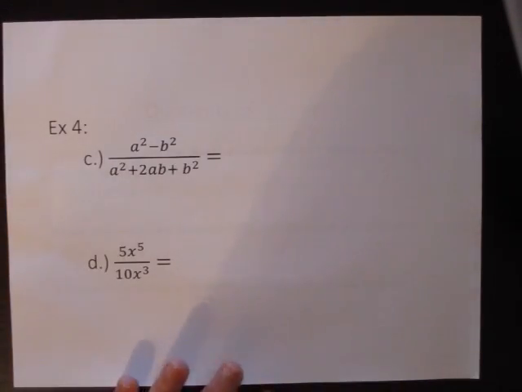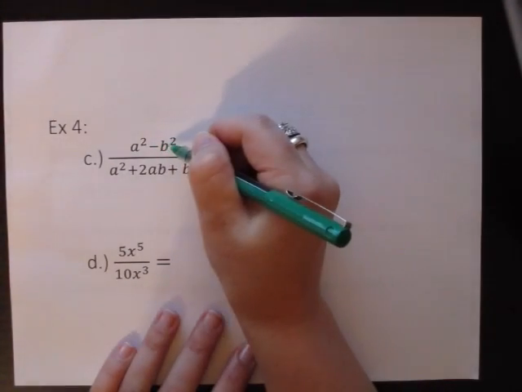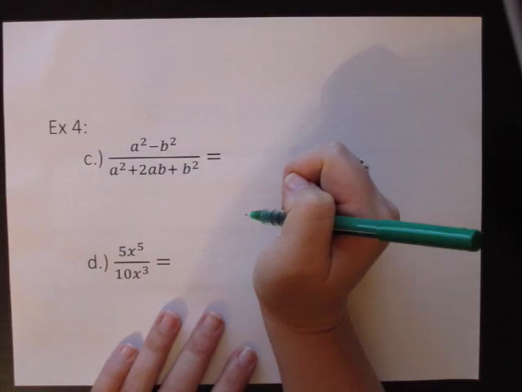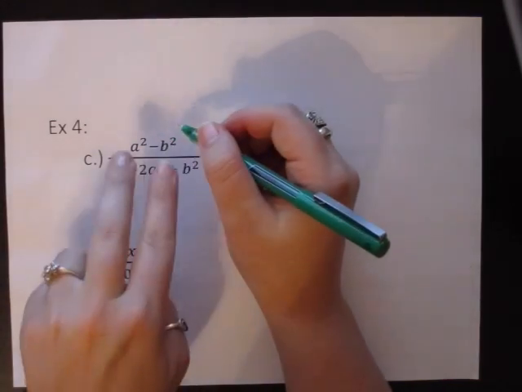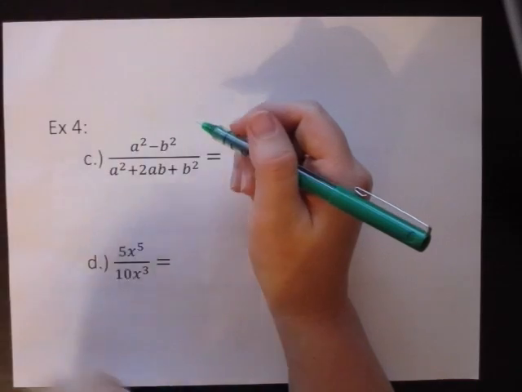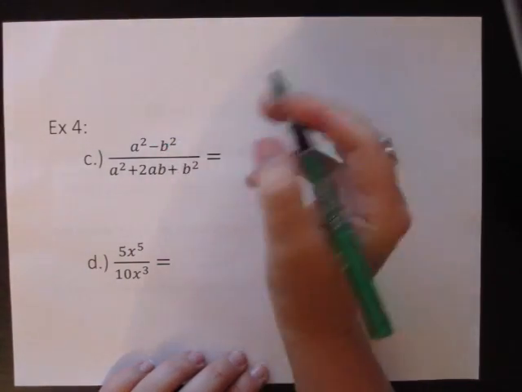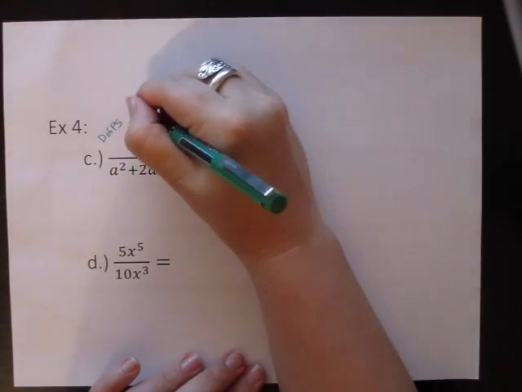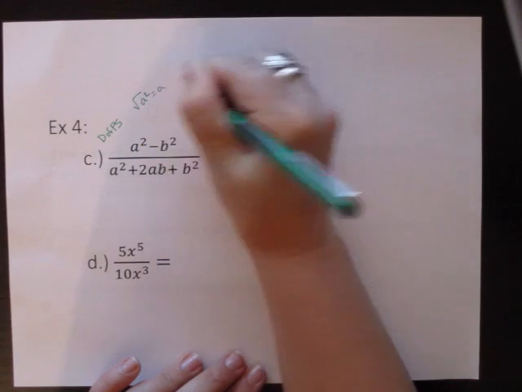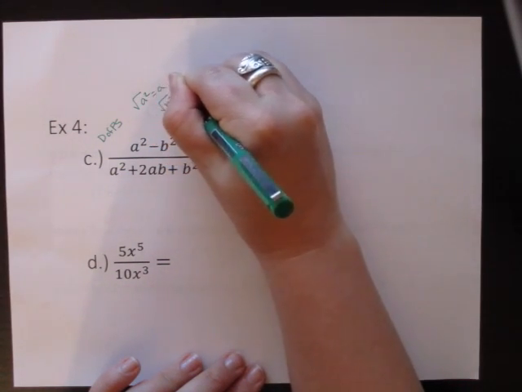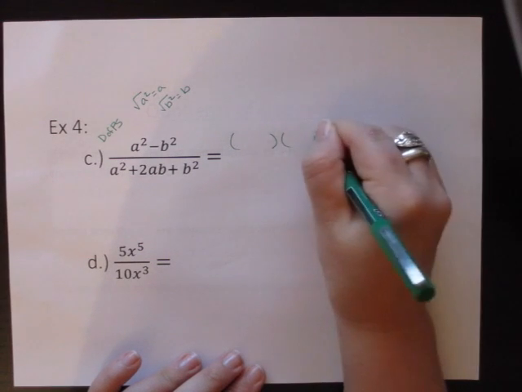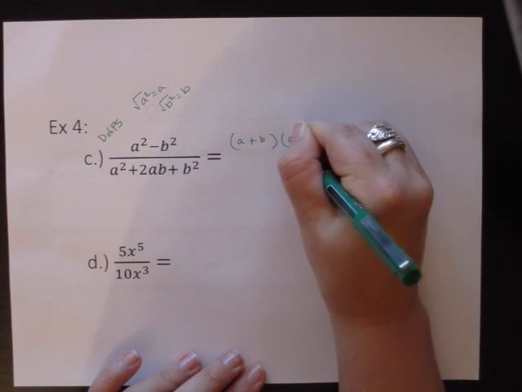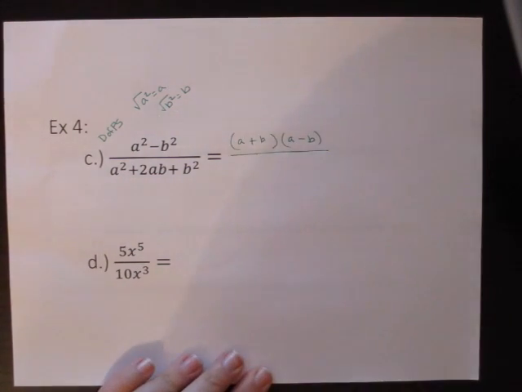Okay, like this one. So we've got a squared minus b squared over a squared plus 2ab plus b squared. Alright, so the first thing I got to do is I got to factor it. When I have two terms, it could either be a GCF or a difference of perfect squares. I see that it's subtraction. I see that those are perfect squares, so this is a difference of two perfect squares. So I take the square root of a squared, which is a. I take the square root of b squared, which is b. I set up my binomial. I go plus, minus, and I got a plus b, a minus b, and I factored my top.